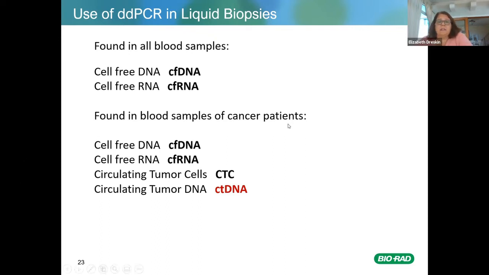In addition, cancer patients have circulating tumor cells in their blood samples and circulating tumor DNA. So in the case of a liquid biopsy of a cancer patient, this circulating tumor DNA is the needle in our haystack of regular cell-free DNA and cell-free RNA.